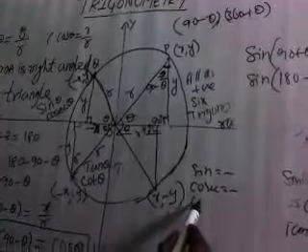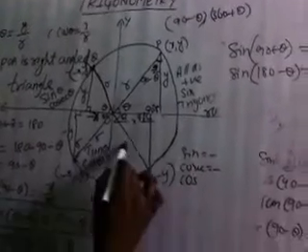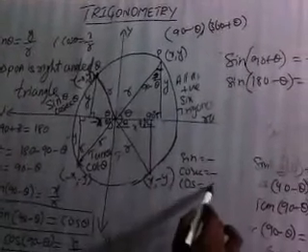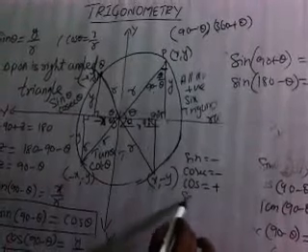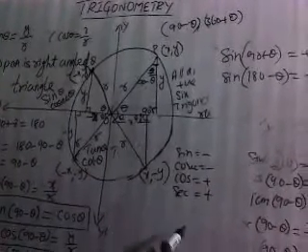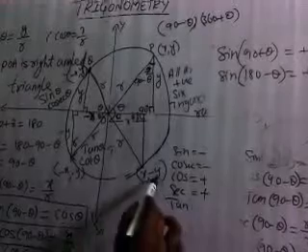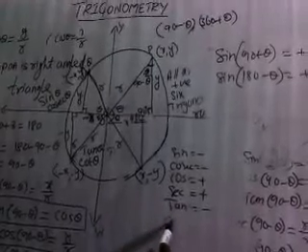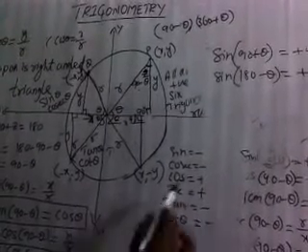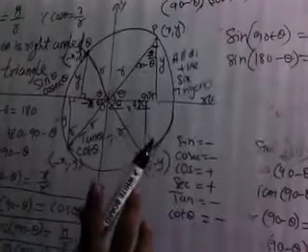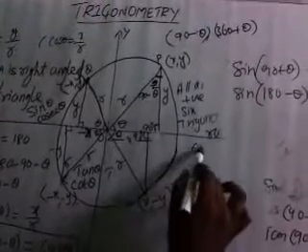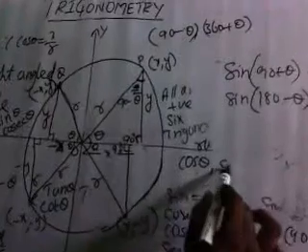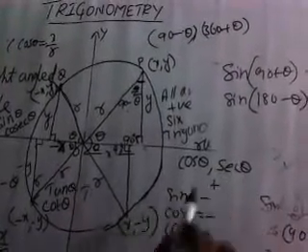Next, cos is x by r. X is positive, so cos is positive. Then automatically its reciprocal, secant, is also positive. Then tan also contains y, that's why tan is negative, and automatically its reciprocal is also negative. Which are positive in the fourth quadrant? Only cos and secant.